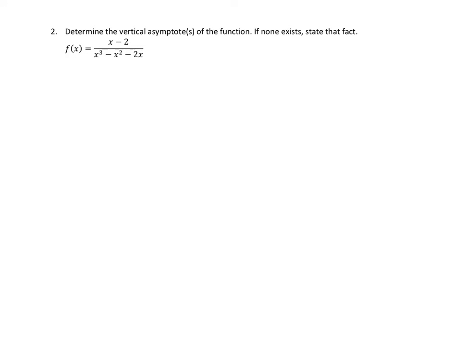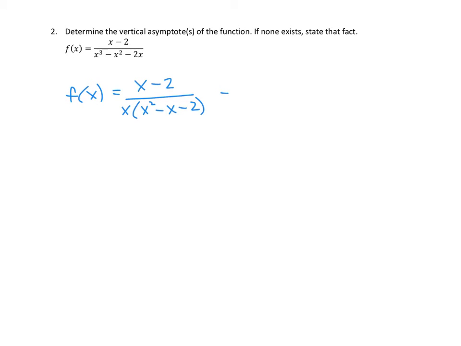Let's look at another example where we're asked to determine the vertical asymptotes of the function. First we recognize that we have a rational function. Both the numerator and denominator are polynomial functions, making it a rational function. Our first step is to try to simplify. So we need to factor the numerator and denominator. We have an x minus 2 in the numerator, and in the denominator we can factor out an x, leaving us with x squared minus x minus 2.